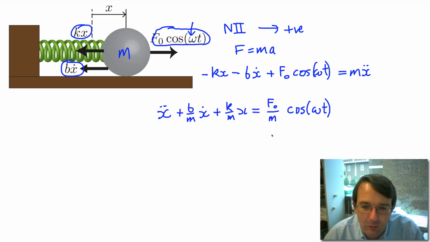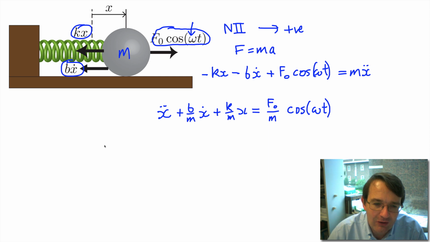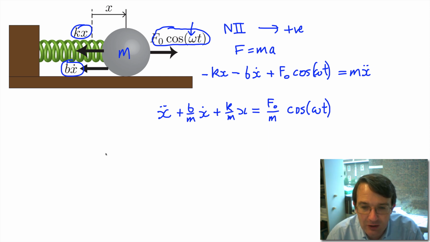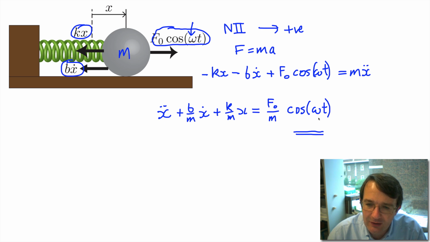So what we're going to do is look at the motion of the system a long time after it's been set in motion. So we want what we could call the steady state solution. If we look at this, we can see that we've got a cosine of omega t. And omega here, remember, is the frequency of the driving force. It's not the frequency of any part of the system. It's the frequency of the external force that's applied to the system.